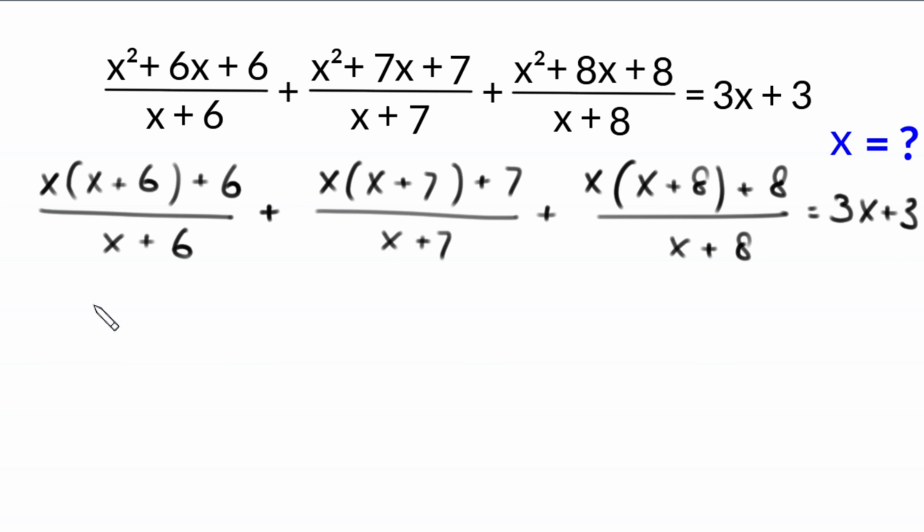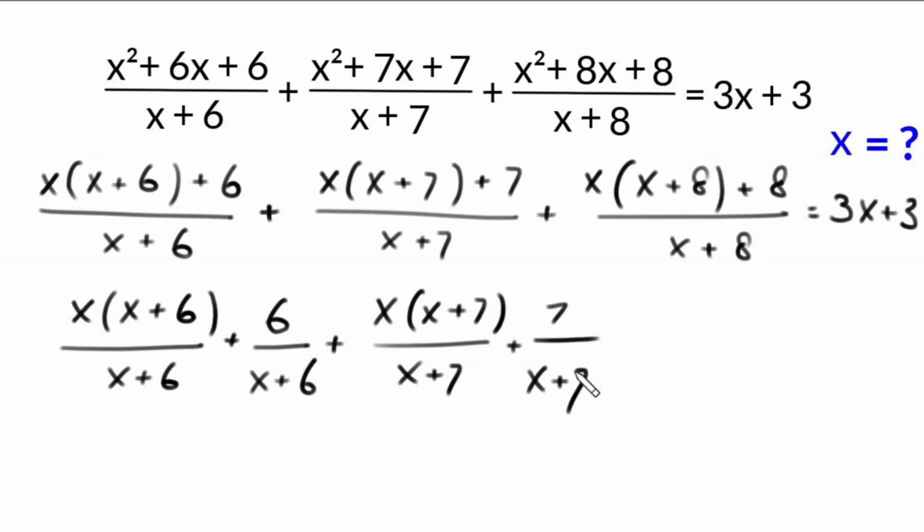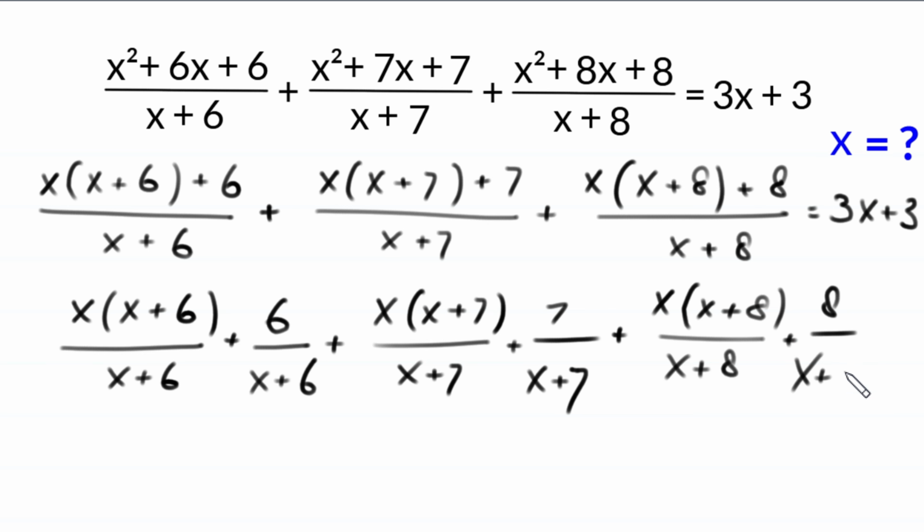Now this expression can be written as x times (x plus 6) divided by (x plus 6) plus 6 divided by x plus 6, plus this can be written as x times (x plus 7) divided by (x plus 7) plus 7 divided by x plus 7, plus this can be written as x times (x plus 8) divided by (x plus 8) plus 8 divided by x plus 8, equal to this expression 3 times x plus 3.